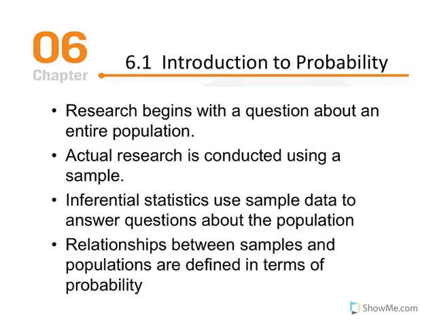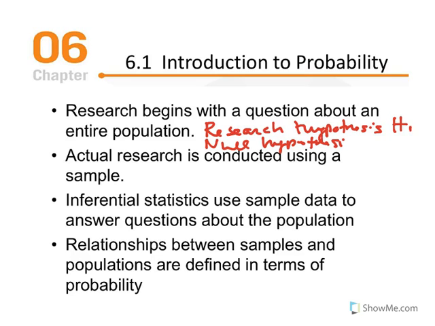So our introduction to probability includes the following information. Research begins with a question about an entire population. So again, we will state our research hypothesis, and we know that that is followed with the notation of H sub 1. And then we'll state our null hypothesis, and that's denoted as H sub 0.